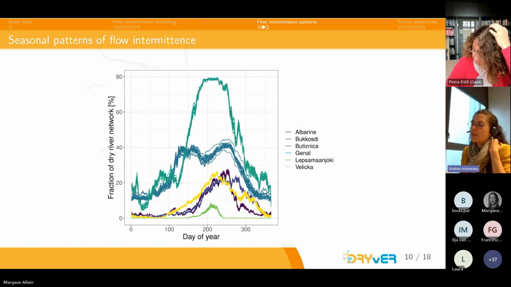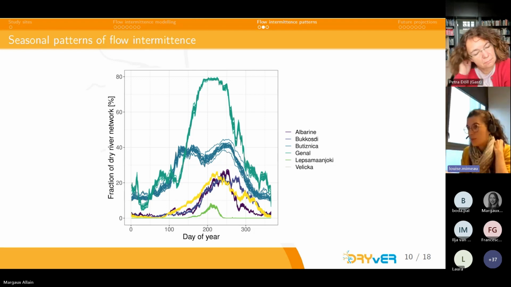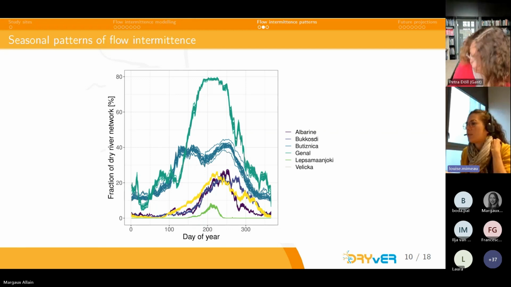And you can also see that for some catchments, especially the Spanish catchment and Croatian catchment, we have some drying in the winter season as well. Next slide, please.